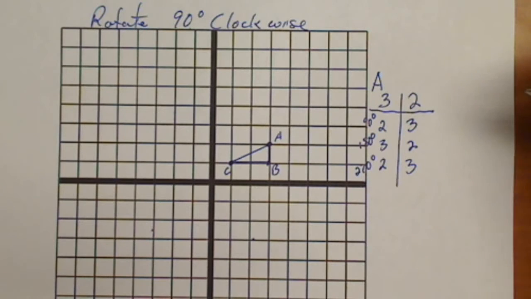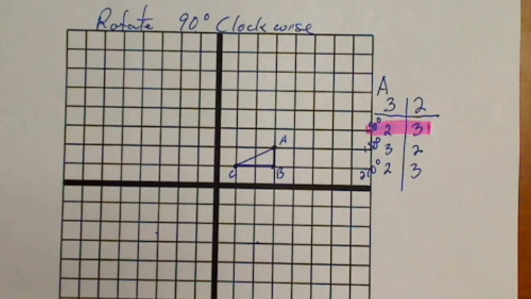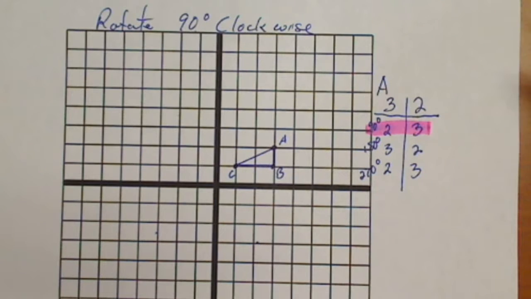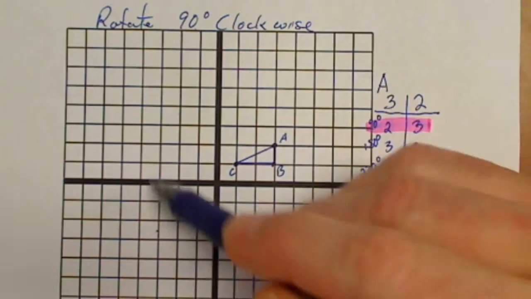Now, the only one that we need, I'm going to highlight, we're only going 90 degrees, so it only flips one time. And so the next thing you need to know is what quadrant are we going to be in? Well, it says go clockwise, so a clock goes like this.